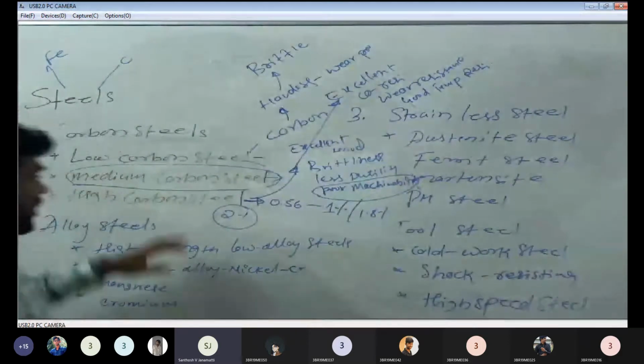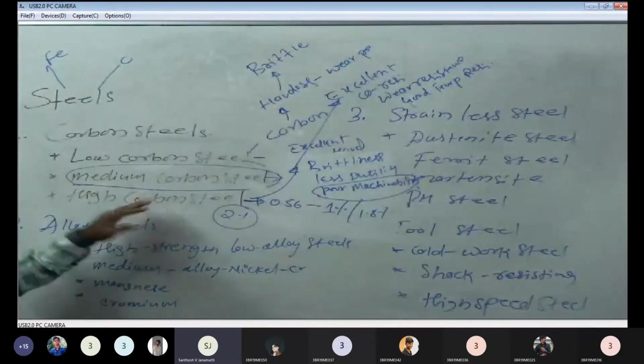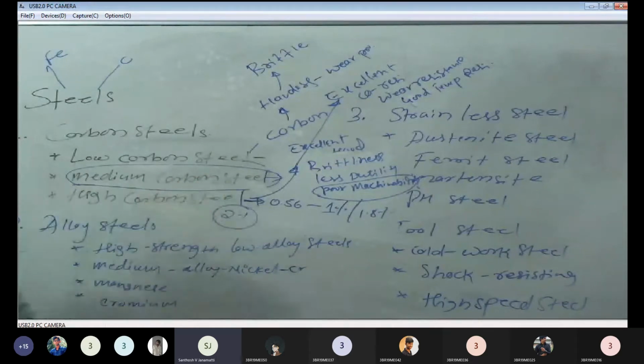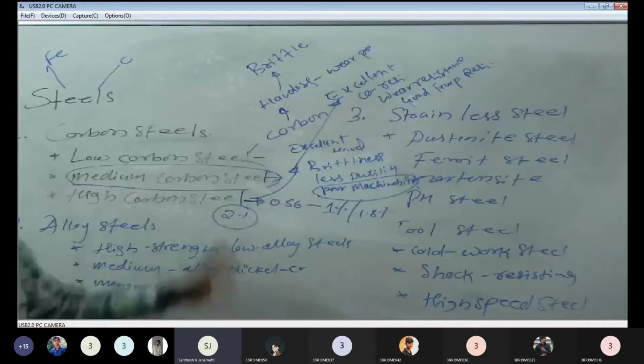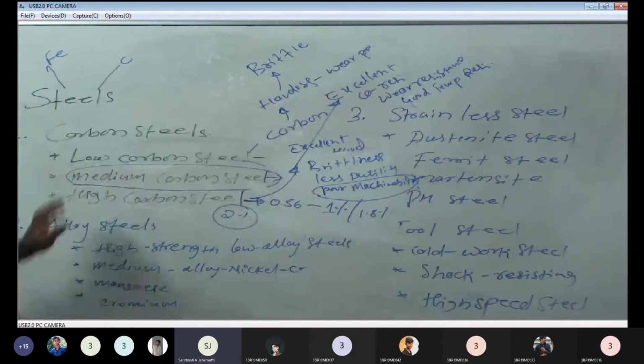Now, I hope you understand all these three types of steels, their properties and applications, as well as the composition of the steels. I hope that's clear. Once again, the microstructure of all these three steels we will discuss in the coming chapter. Now we'll move on to the alloy steels. Which are the steels we have in alloy steels for industrial applications right now?